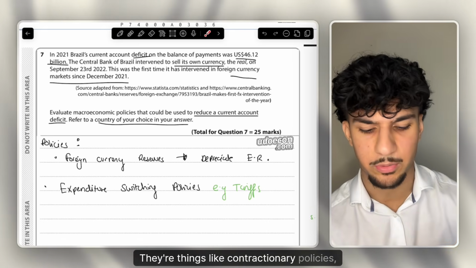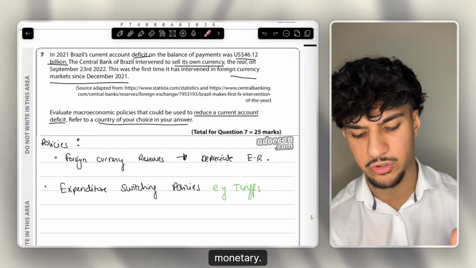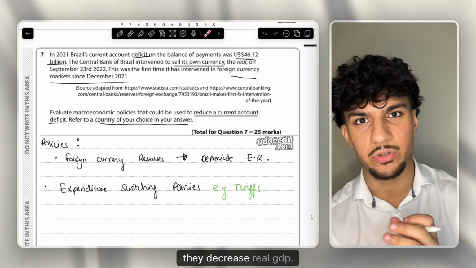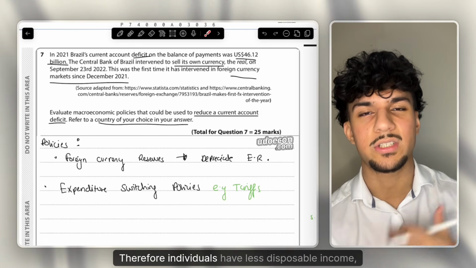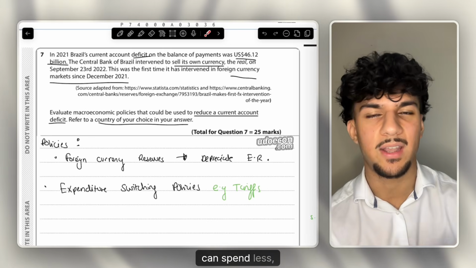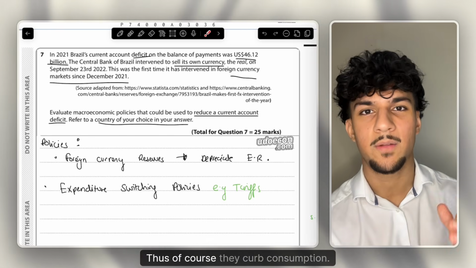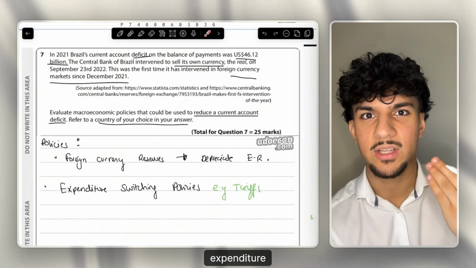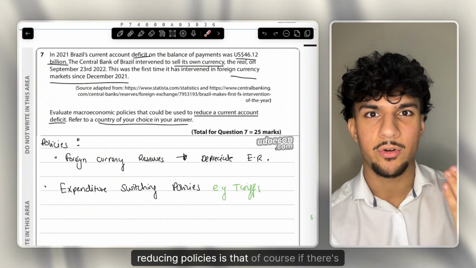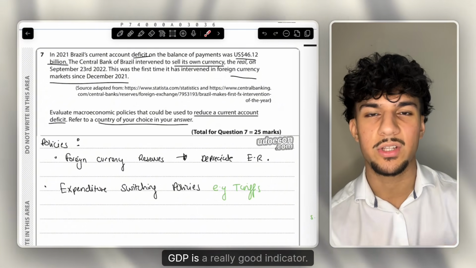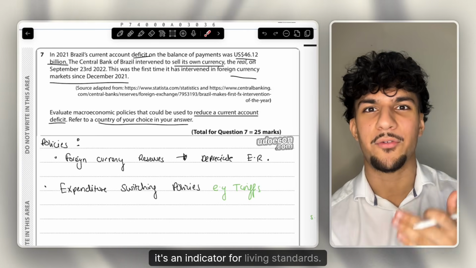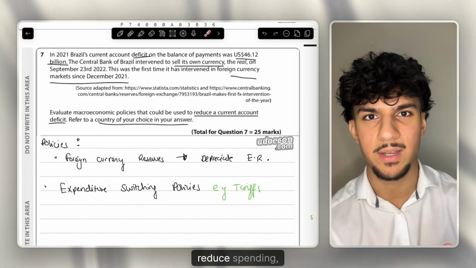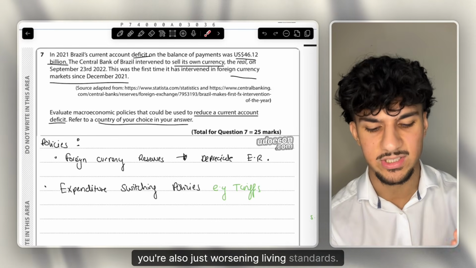They're things like contractionary policies, like contractionary fiscal, contractionary monetary. Why contractionary policies? They're just contracting the economy, they decrease real GDP, therefore individuals have less disposable income, can spend less consumption, thus of course they curb consumption. But also the massive problem with expenditure reducing policies is that of course if there's less GDP, it's a really good indicator, well it's an indicator for living standards. So if you're pursuing contractionary policies to try to reduce spending, you're also just worsening living standards.